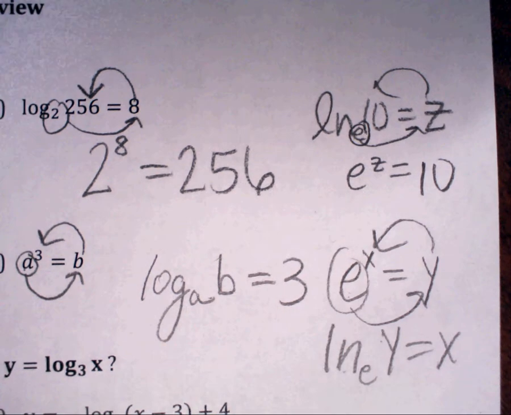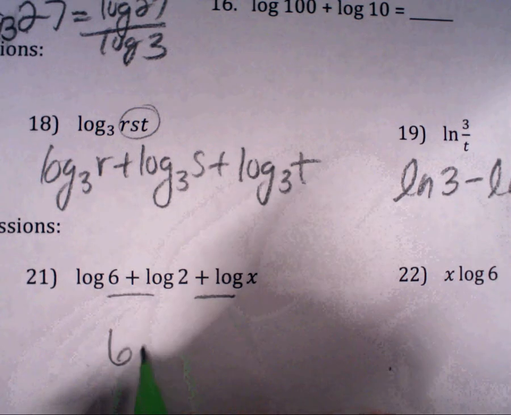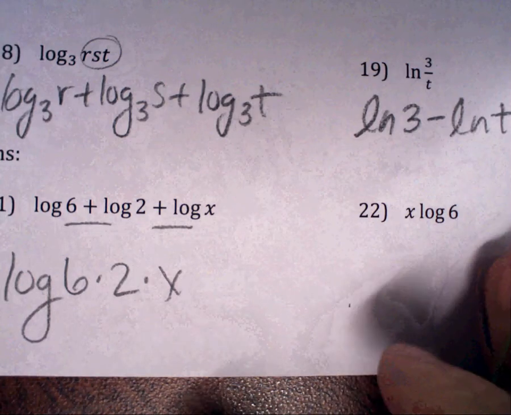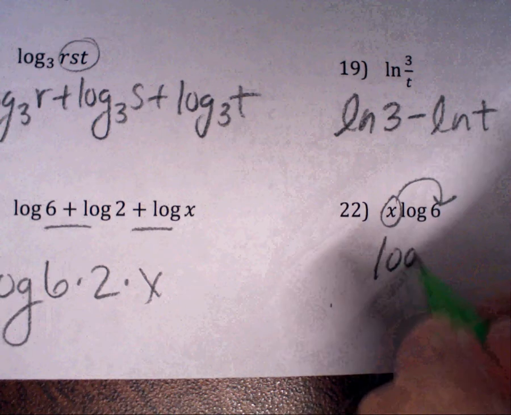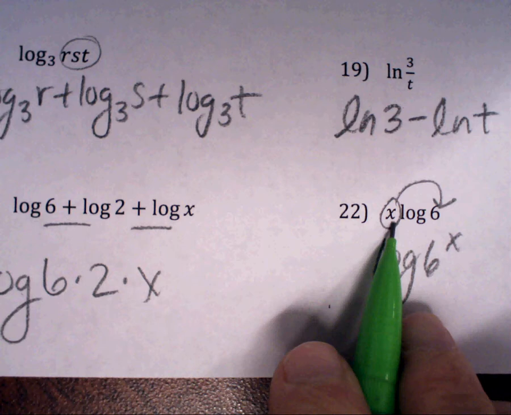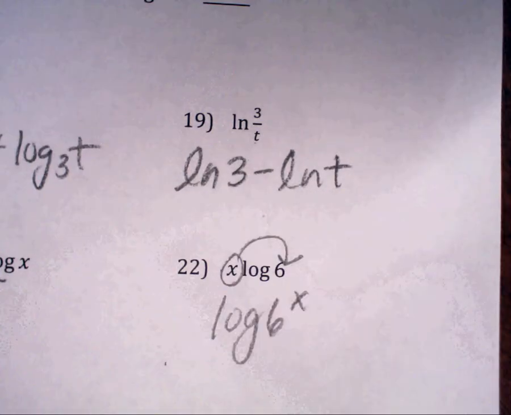Just to make sure, let's go down and do 19 and 22. They're all adding. So 6 times 2 times x, and stick a log in the front. On 22, this x in front is our exponent. 6 to the x, and you're done. So exponents are in front, adding is multiplication, and division is subtraction. Those are the 3 main properties.